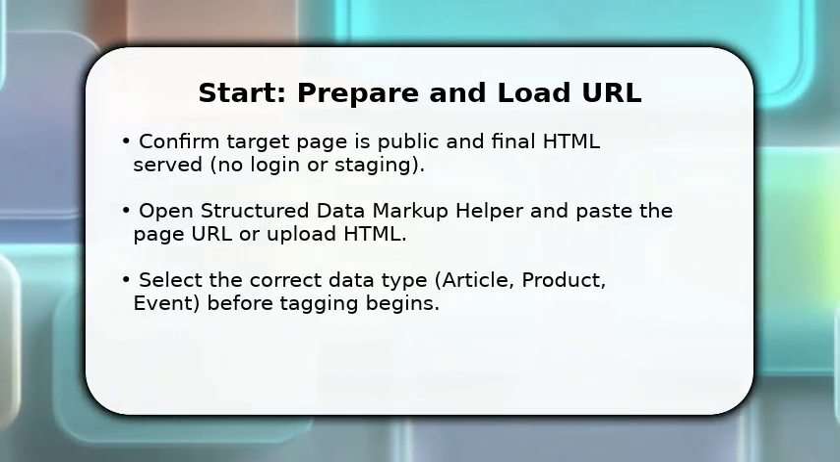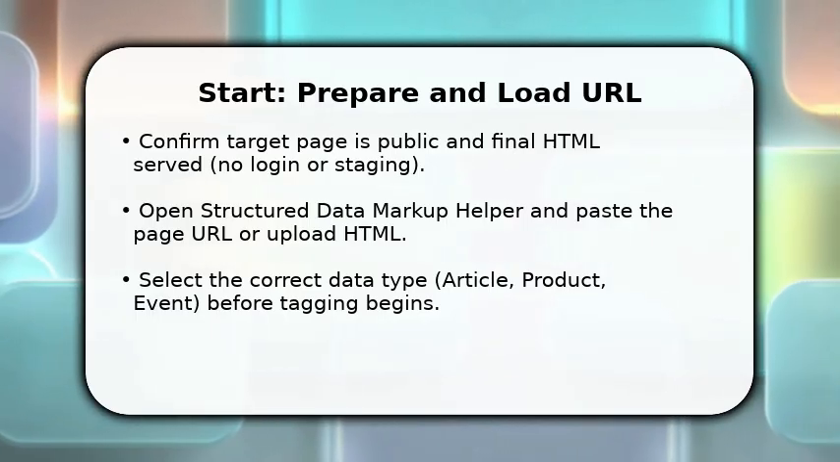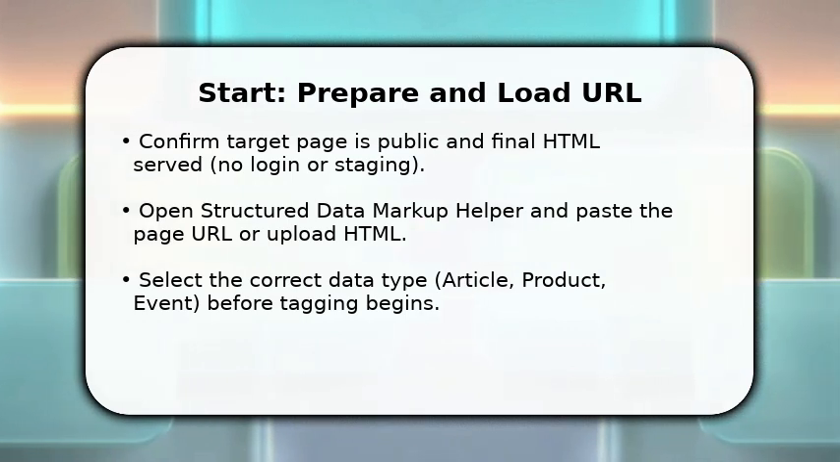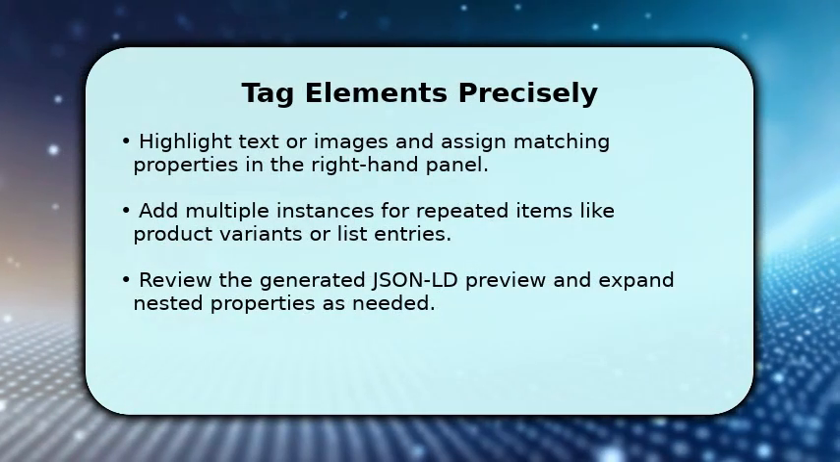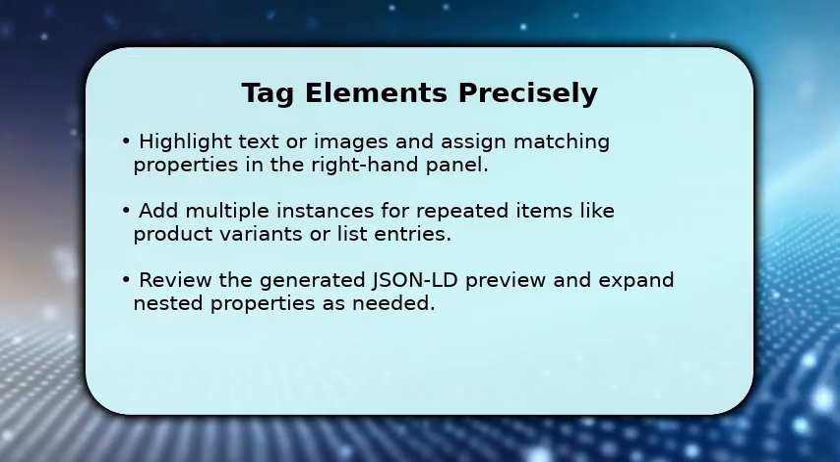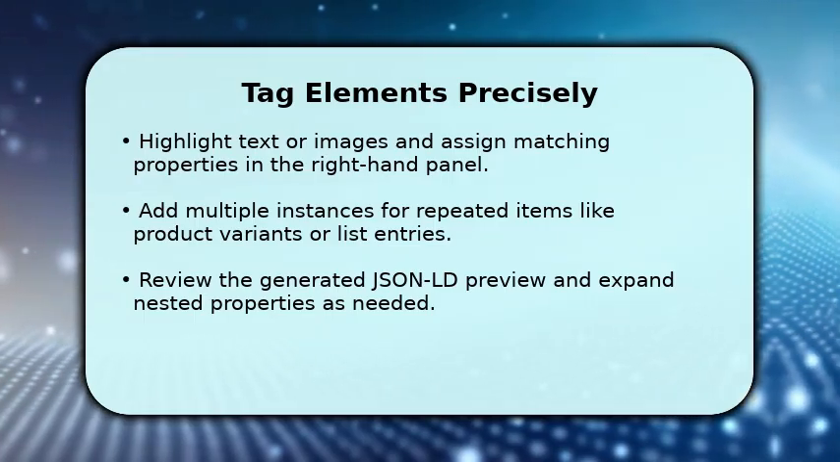Once done, scan the page visually to identify titles, images, dates, prices, and descriptions. Those are the fields you will map first. Now you tag each element. Highlight a title and choose the title property, highlight an image and choose image, and so on. This creates accurate bindings between page content and schema fields.